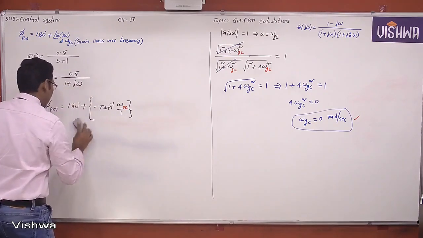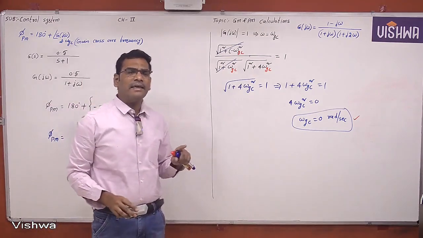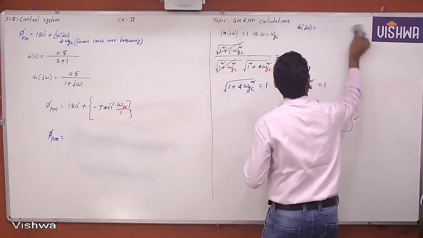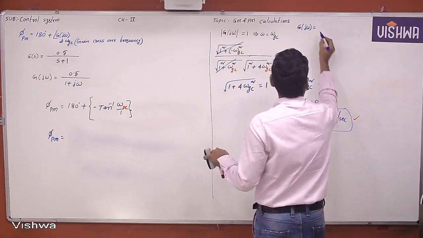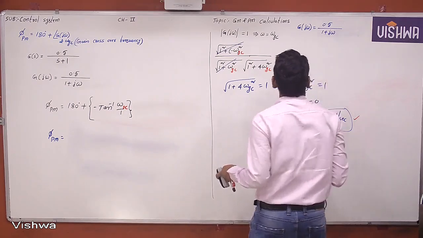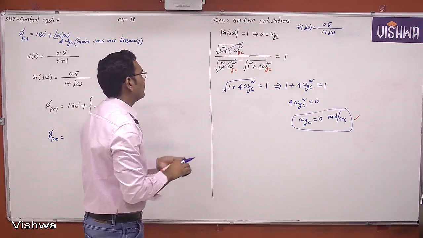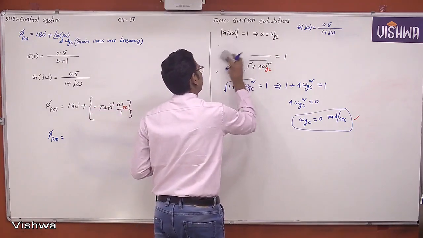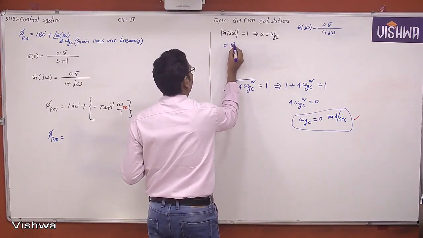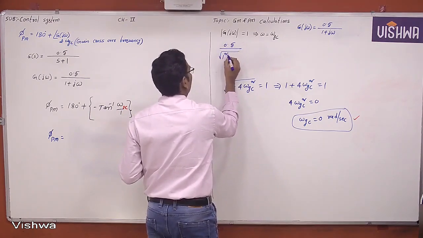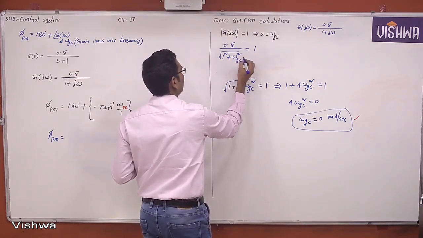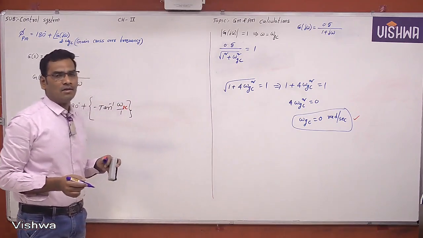Now, we'll see what the gain crossover frequency is. You know that the gain crossover frequency is the frequency at which the magnitude is equal to 1. What is G of j omega? G of j omega here is 0.5 by 1 plus j omega. The magnitude of open loop transfer function is equal to 1. What is the magnitude? 0.5 divided by square root of a square plus b square, which is equal to 1. When magnitude is equal to 1, this particular frequency is called the gain crossover frequency.